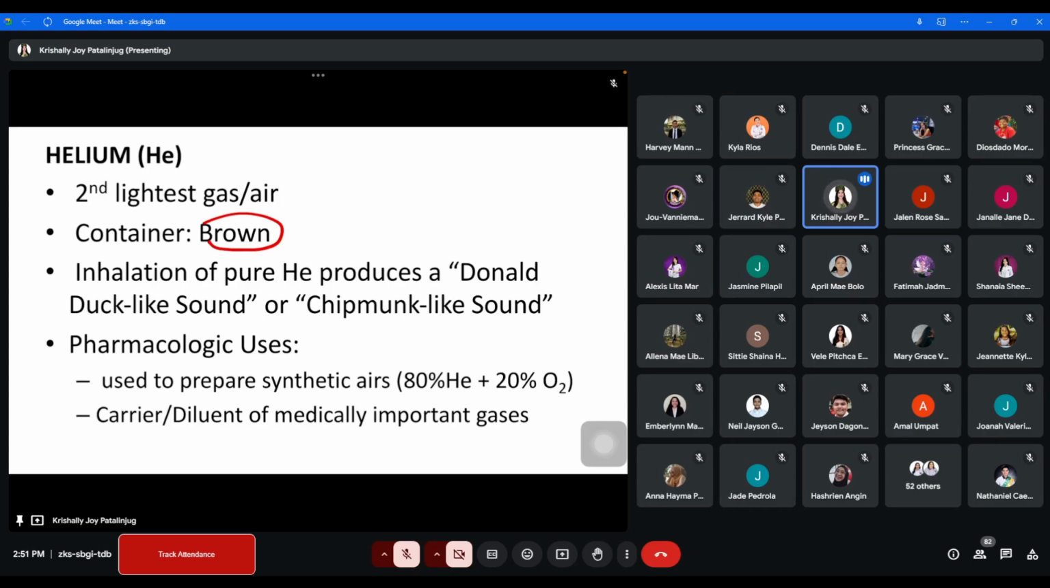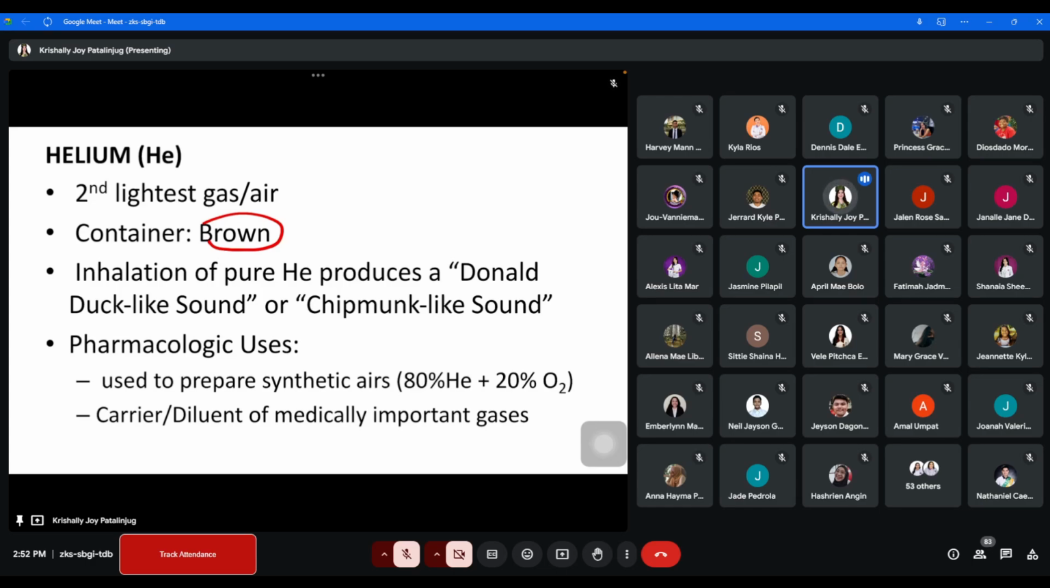Helium gas, color brown. Its effect: when pure helium is inhaled, it produces a chipmunk-like sound. What it does is make the higher tones resonate more than the lower tones. That's why a high-pitched voice comes out if you inhale helium. It amplifies the higher tones, the higher pitch. So that's the chipmunk-like, Donald Duck-like sound. And it's okay, it has no harmful effects. It's just a side effect when helium is inhaled. Anyway, it will be exhaled as well.